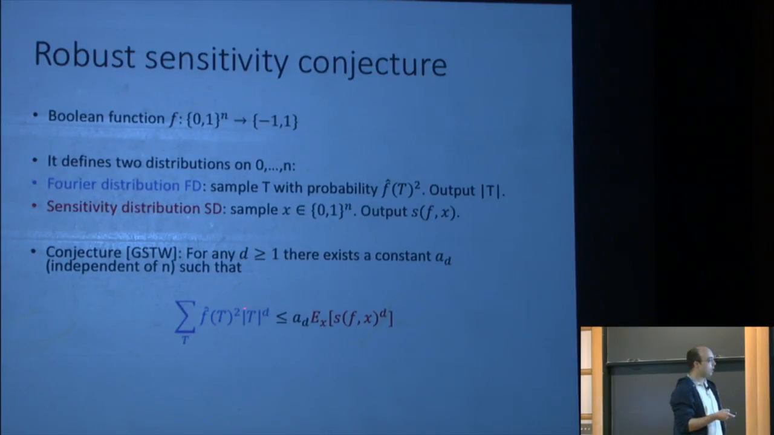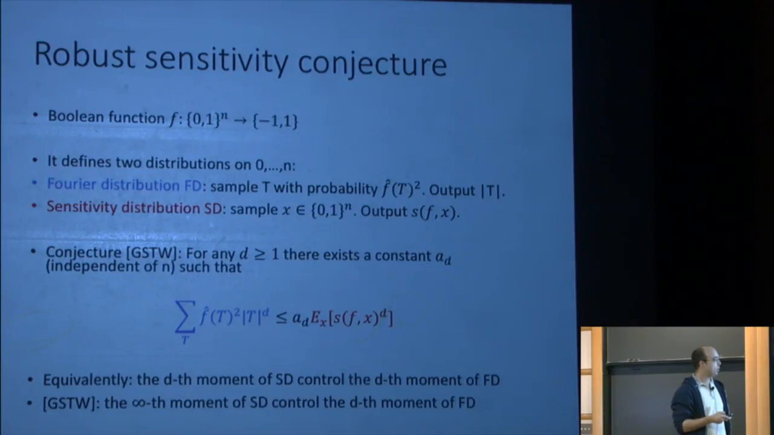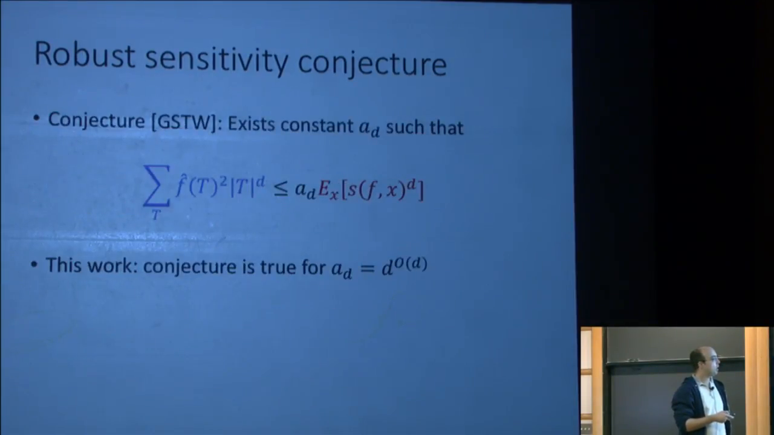Formally, this is the expression for the d moment of the Fourier distribution, and it cannot be too big: it is bounded by some constant depending only on d times the d moment of the sensitivity distribution. This is one concrete way to formalize the notion that if most of the sensitivities are small, then most Fourier coefficients should be small. This is a convenient way to do it. Equivalently, the d moments of this control the d moments of that, and what they proved is that the infinite moment, so the maximum sensitivity, controls the d moments of that. This is what we show.